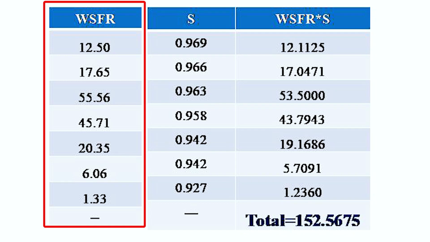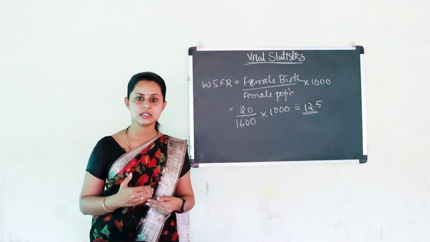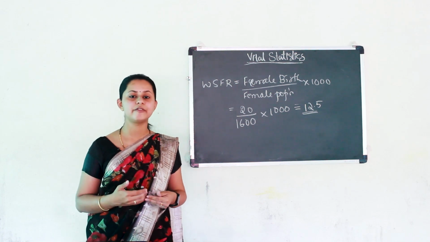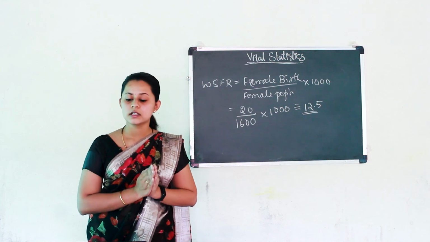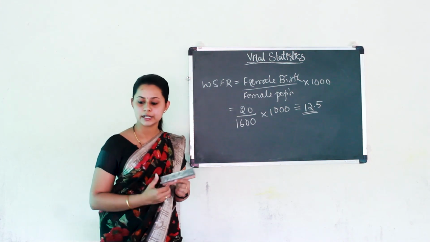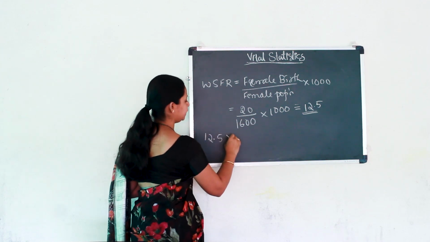Similarly, you need to calculate the women specific fertility rate for the rest of the age groups. The values are 12.5 for the first one, then 17.65, 55.56, 45.71, 20.35, 6.06 and 1.33. Next, you need to compute WSFR into S, in the sense of survival rates. You have to multiply each WSFR by its survival rate.